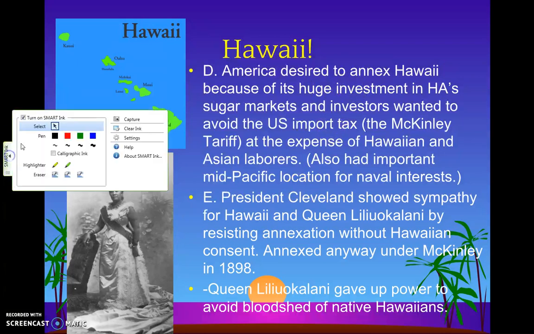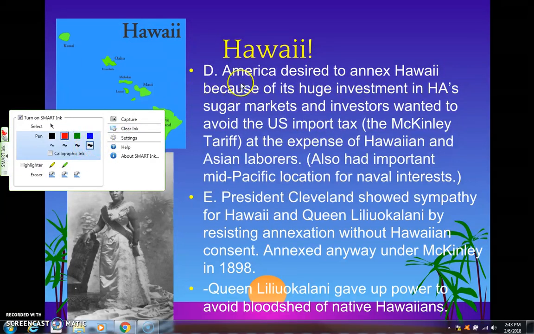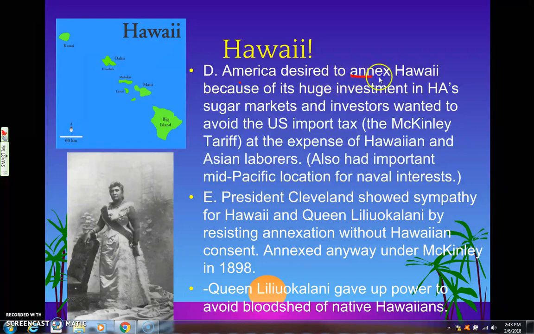The initial rationale for annexing Hawaii, annex just means to bring in, is because of a huge investment in Hawaii sugar markets. Americans had invested quite a bit in these sugar markets, and the idea was that if we bring Hawaii in as a territory, we avoid the U.S. import tax.